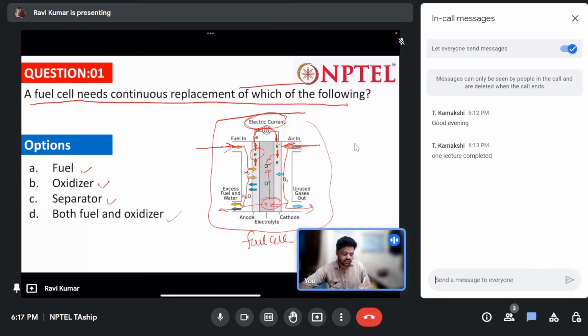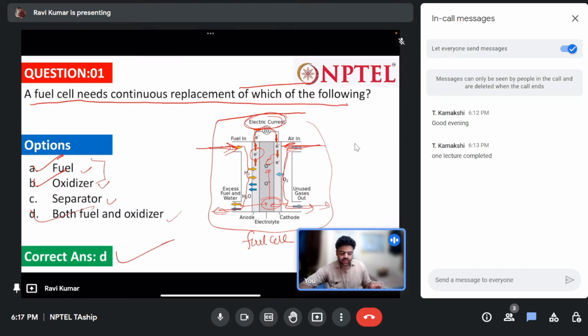So what is coming here? Fuel, and going out fuel. It is also oxidizer coming here and going out. So from this picture it is clear, fuel and oxidizer are the two things which need continuous replacement from time to time. So these two are in option D. So the correct answer will be option D for this.